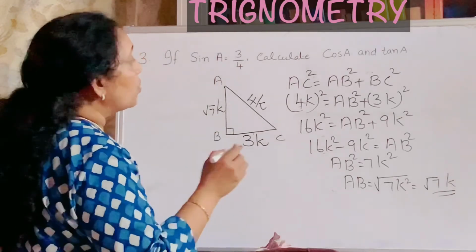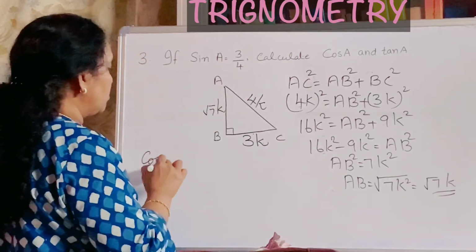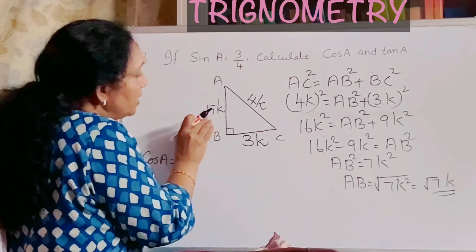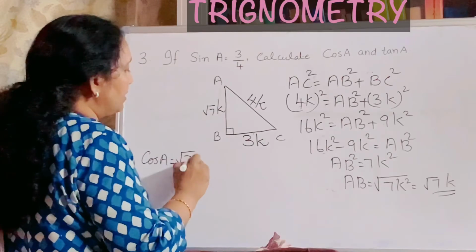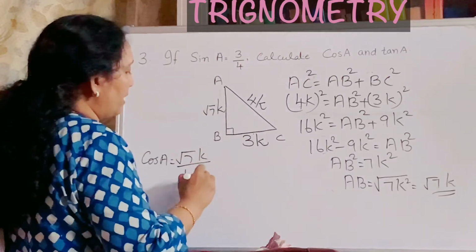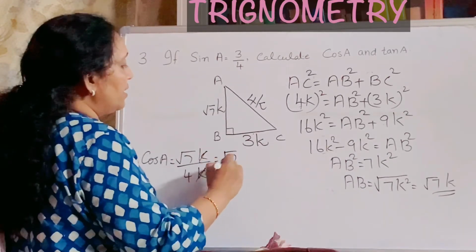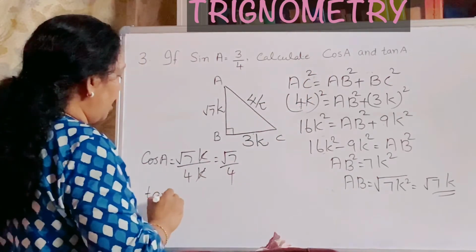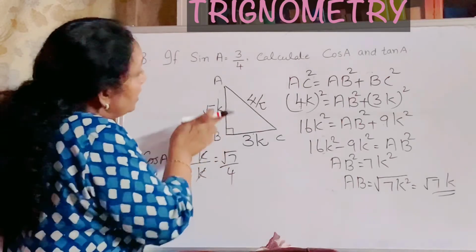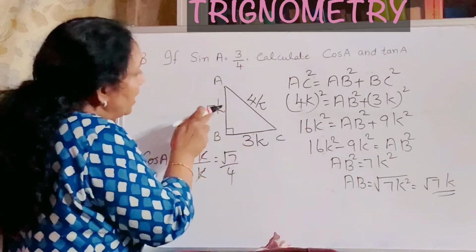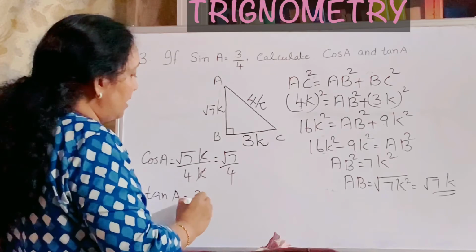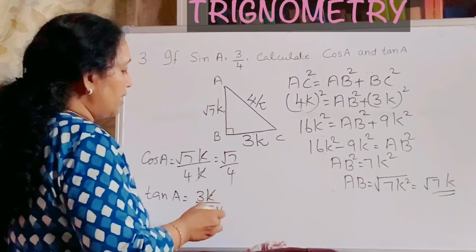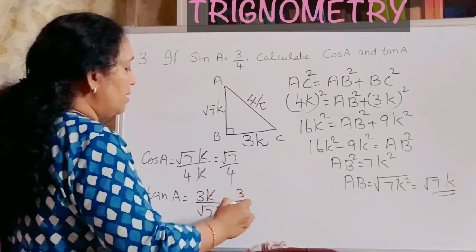Then calculate cos A. What is cos A? Cos A is adjacent side by hypotenuse. That is root 7K by 4K, that is root 7 by 4. Then tan A. How will you find out tan A? Tan A is opposite side by adjacent side. That means 3K by root 7K. K and K get cancelled. That is 3 by root 7.